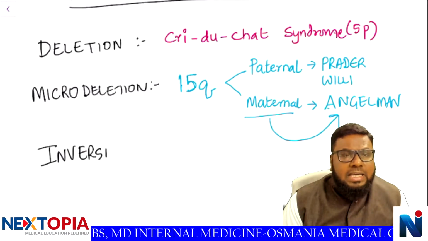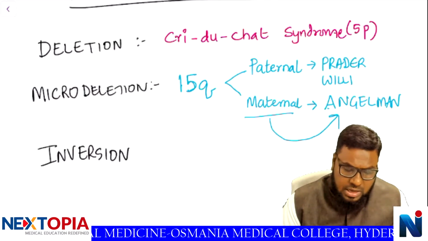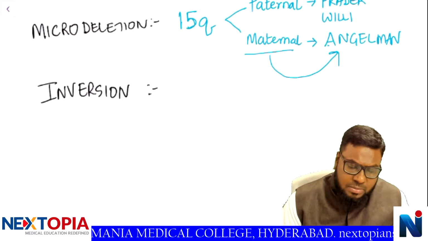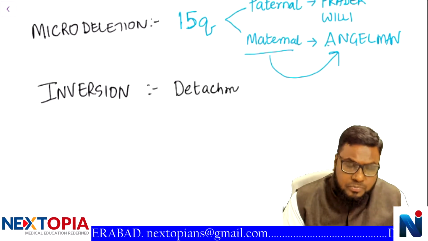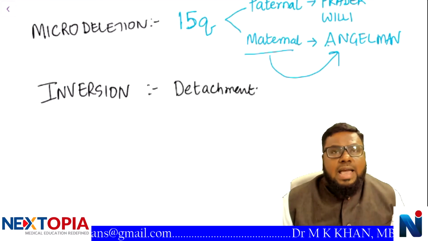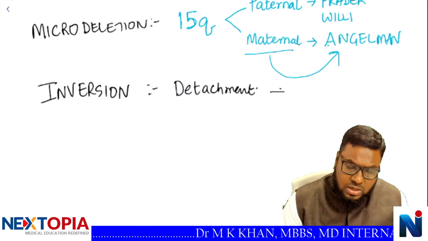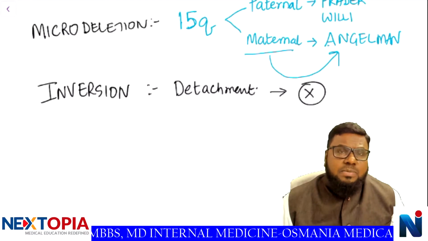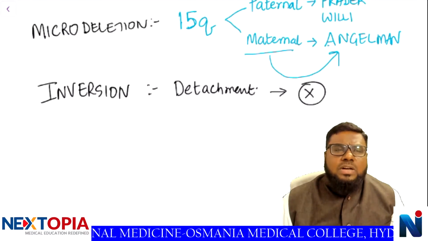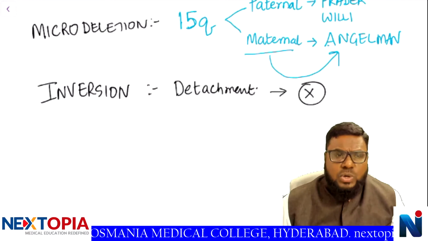Inversion is an abnormality that results from detachment of chromosomes, detachment of a part of a chromosome. All right, and this inversion does not cause any clinical syndrome. Definitely it's a problematic thing, but it is not expressed as a clinical disorder.